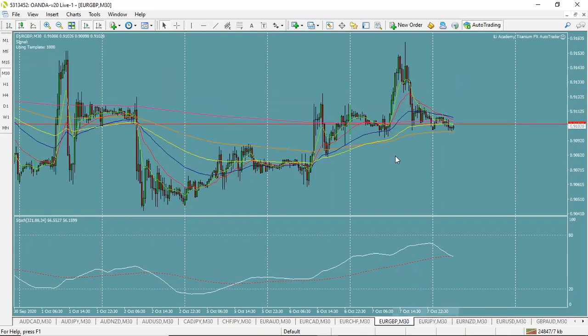As far as the euro pound, we are on our 30-minute chart here, and we are not really in order, not really trending here, not just yet. We have our 720 sitting here in the middle, our 50 and our 21 are sitting above it, the 8's below it, the 8's below the 100, but then the 100 and the 200 are in order to the upside. So this is just a mess right now.